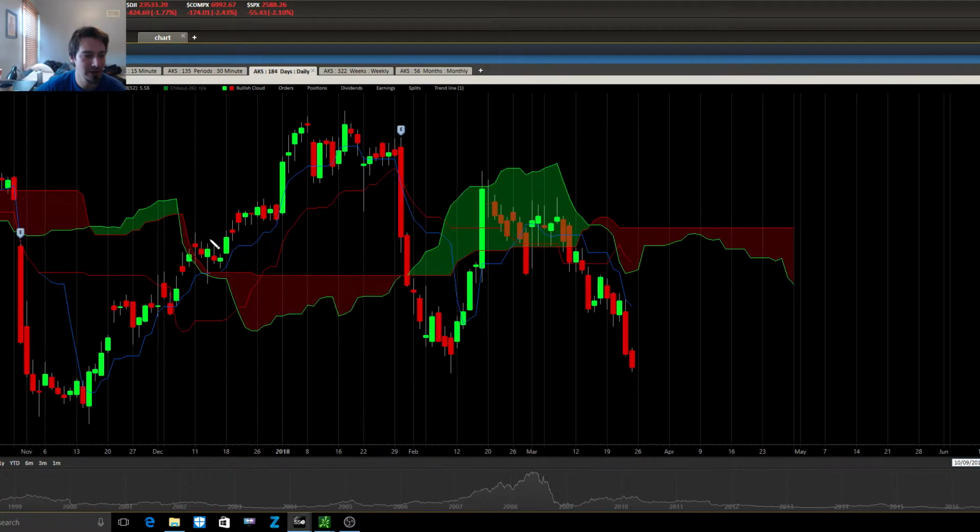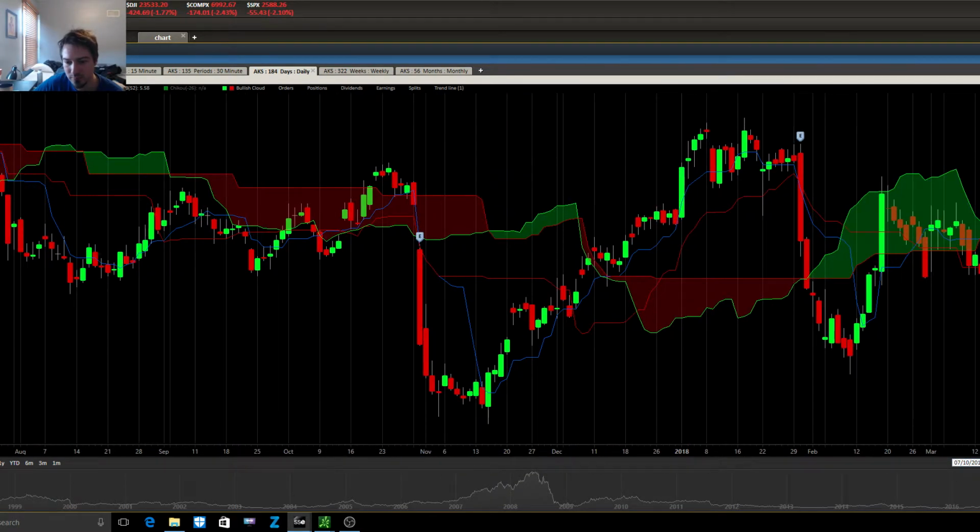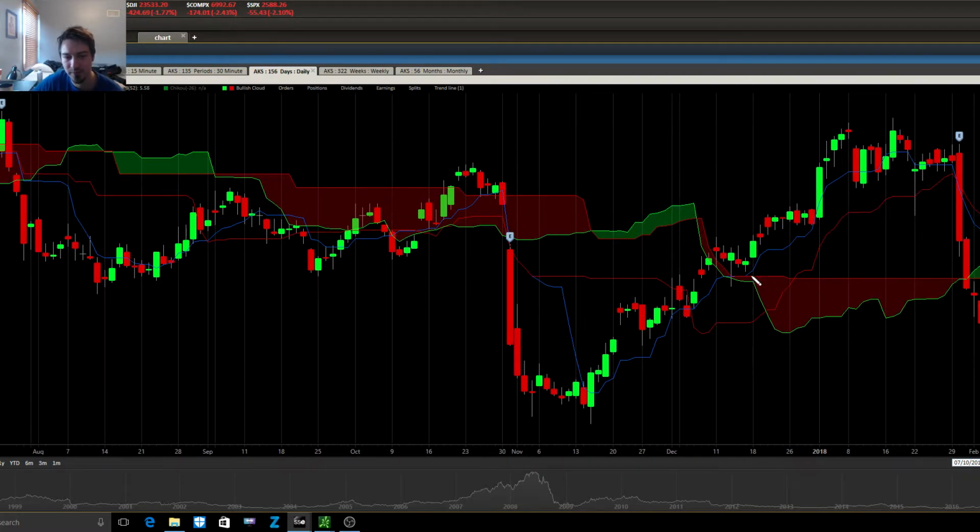Okay, so now as we see here, price breaks above the cloud. Let me see if I can zoom in a little bit. Alright guys, so as of right here, price breaks above the cloud, holds support on the actual Senkou Span B. Okay. Price comes up and it stays above.